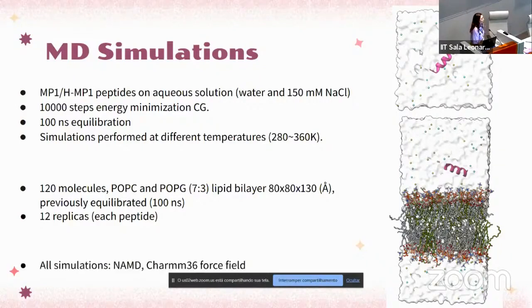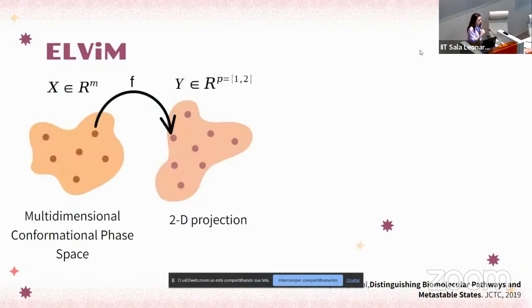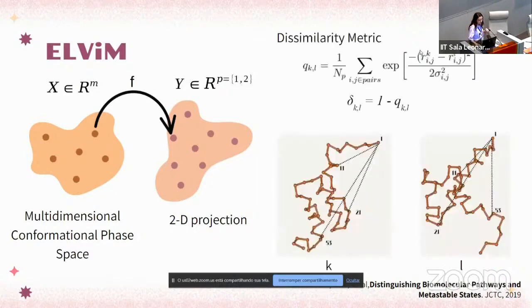All simulations were performed with NAMD and the CHARMM36 force field. To perform the structure analysis, we used this ELViM technique, an energy landscape visualization method, where we take a simulation and a lot of conformations that our protein had from the trajectory, and project these structures on a two-dimensional space. So it's a multi-dimensional reduction to a 2D projection. The metric that we used was the Q-holiness matrix.